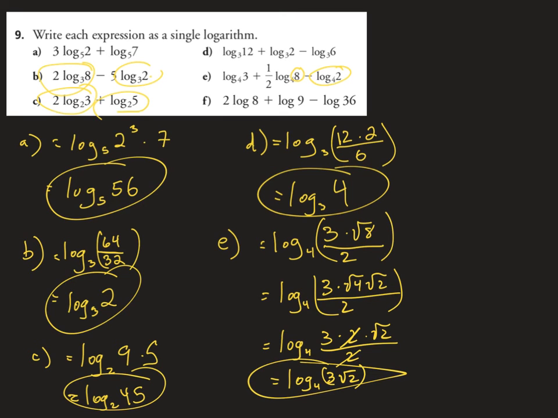There we go. Part F, this is equal to the log base 10 of 8 squared, which is 64, times 9 divided by 36, which equals the log base 10 of, this 36 could cancel with that 9 and become a 4. Now it can cancel with this and become a 16, so just 16.